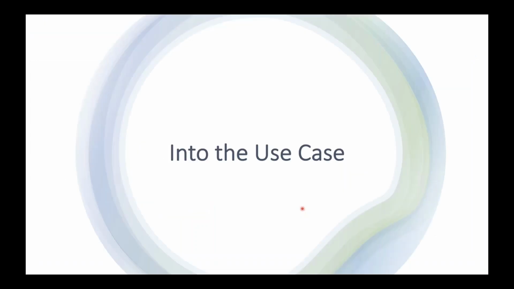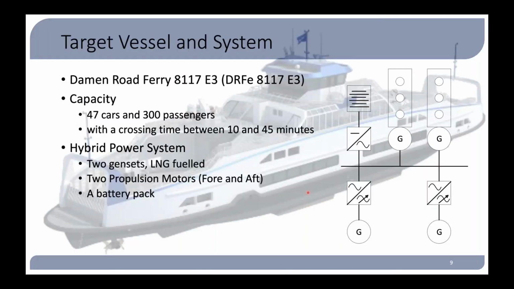Okay, let's look at our use case finally. We selected a target vessel and system as shown here. It's a road ferry designed by Damen Shipyard. You see the schematic single line diagram on the right. So we have two gensets, a battery, and two motors.